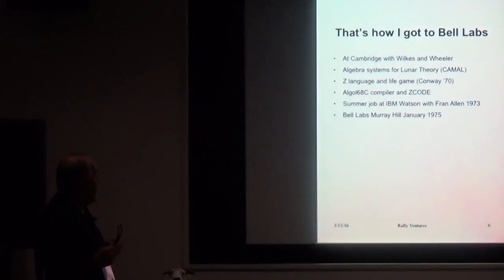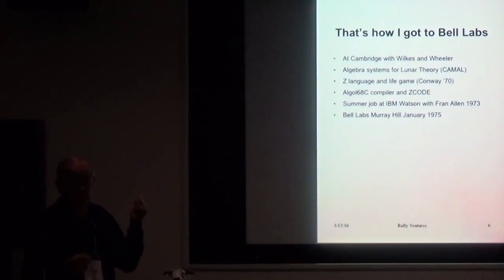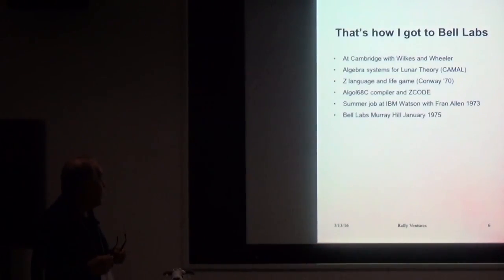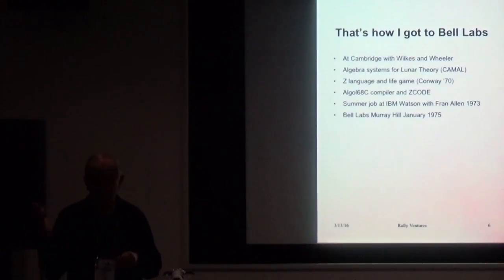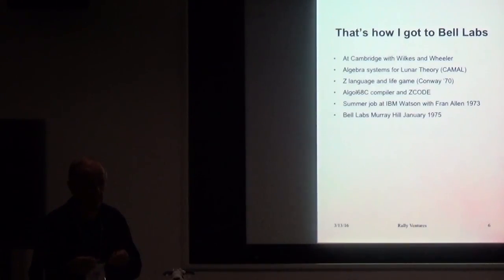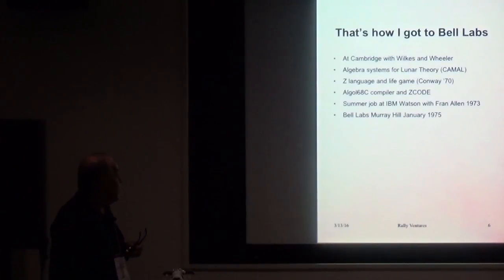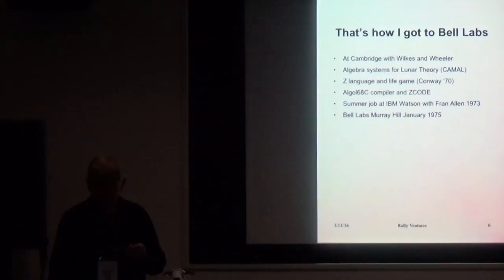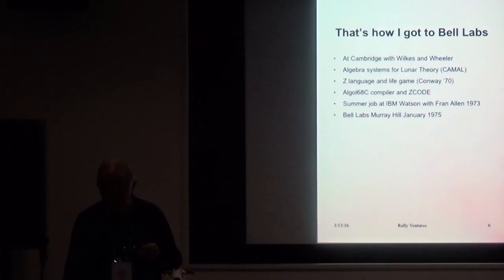So that's how I got to Bell Labs. I was at Cambridge with Wilson, Wheeler, and Needham, and people like that. The algebra system, I talked about that. So I had a summer job in 1973 at IBM T.J. Watson with Fran Allen, she was doing PL/I compilers. I forgot what I was doing. I wasn't doing a lot of useful things at that time. Anyway, I did end up getting a job offer at Bell Labs, and I went there.